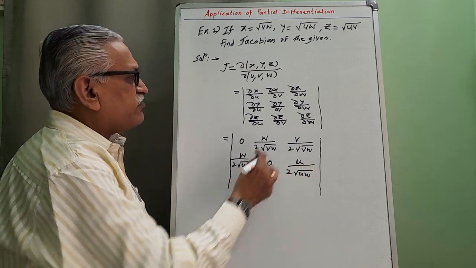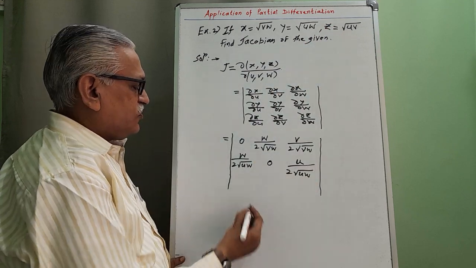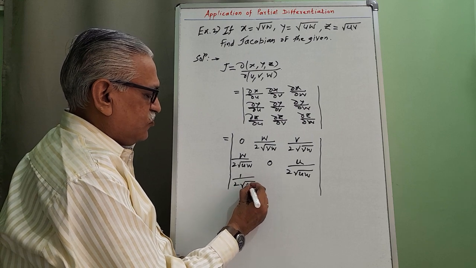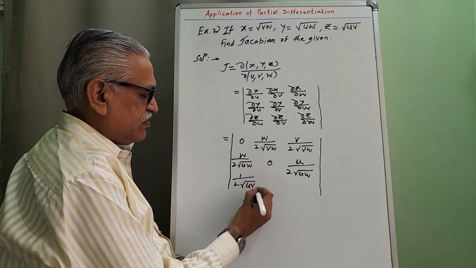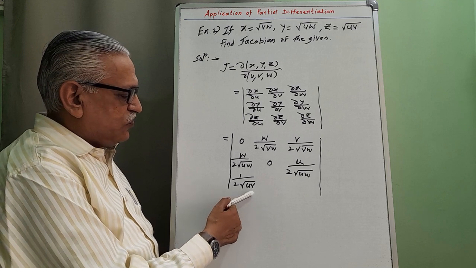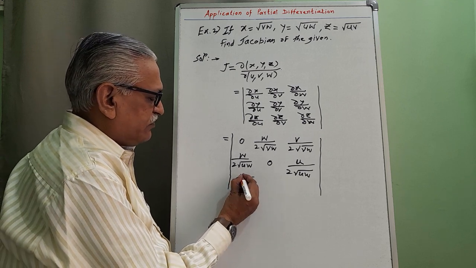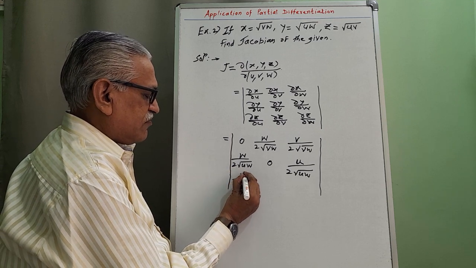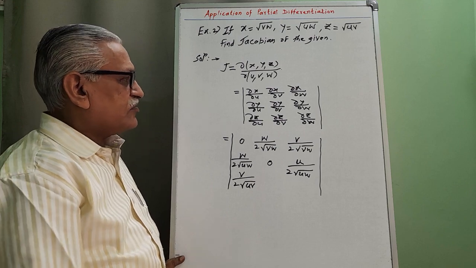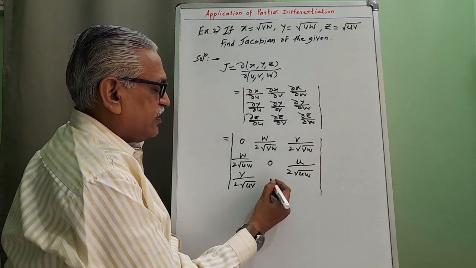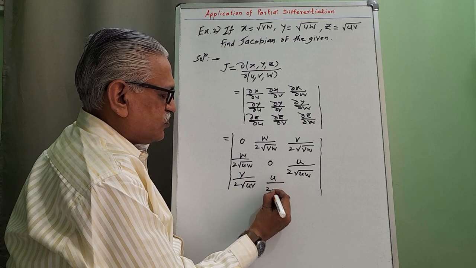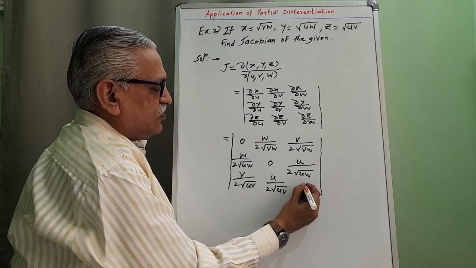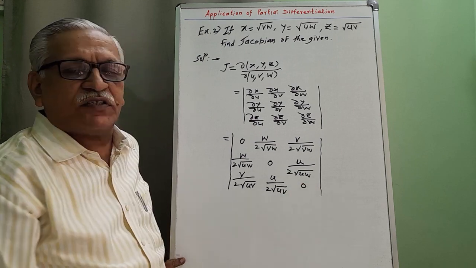Then differentiating z with respect to u, it is 1 by 2 times root of uv. Chain rule, differentiation of this uv with respect to u is v. Then differentiating with respect to v, it is u upon 2 times root of uv, and the derivative of that term with respect to w, no term of w, therefore its derivative is 0.